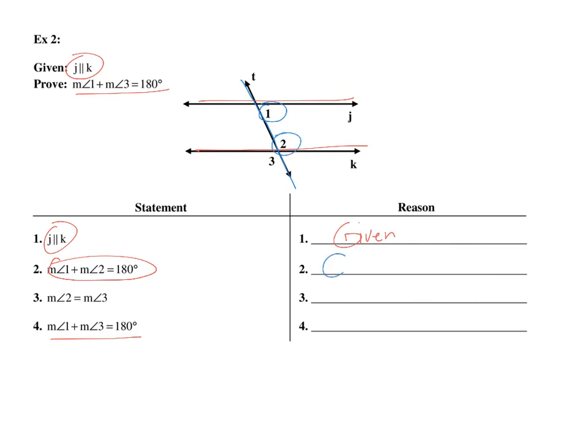They are consecutive interior angles. All right. And then 2 and 3. How do I know those are equal? Well, those are simply vertical angles.